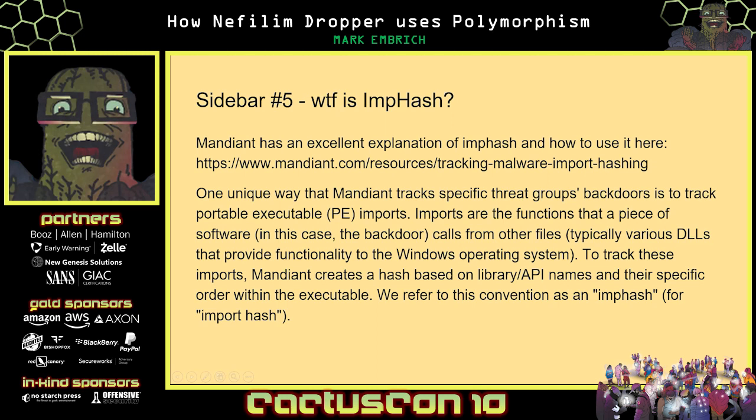We can take the list of API calls, imports, and their specific order within the executable, hash that, and come up with a thing we call an imp hash or import hash. The point being that even if you do this kind of polymorphism to change the file hash, the imp hash will remain the same in our dropped files.